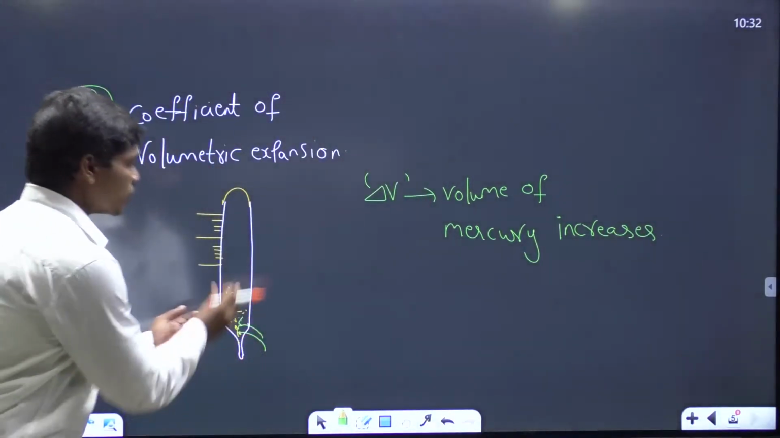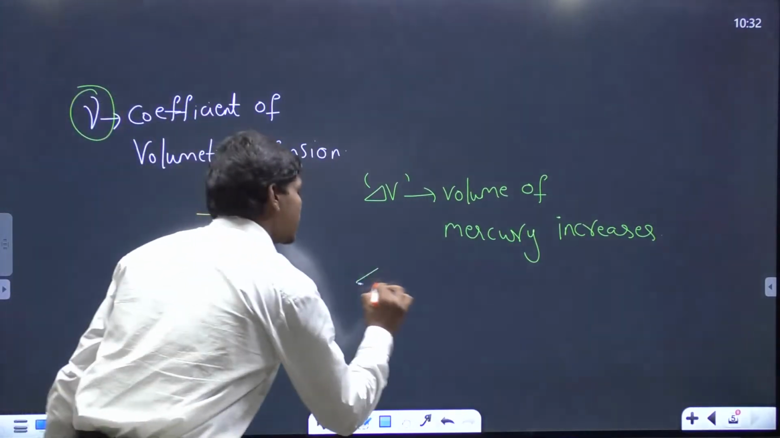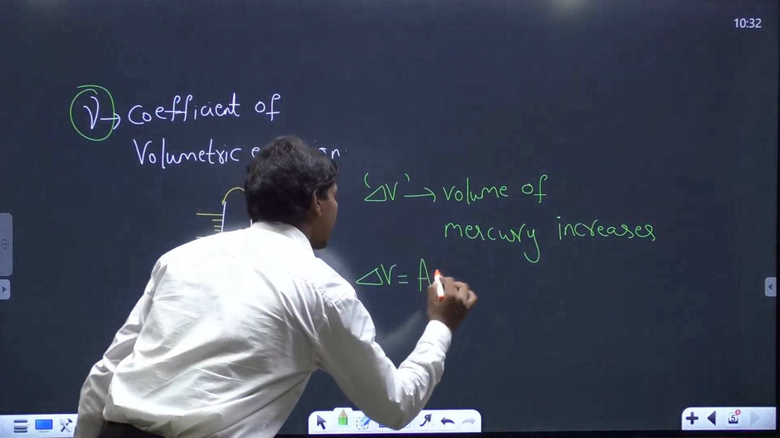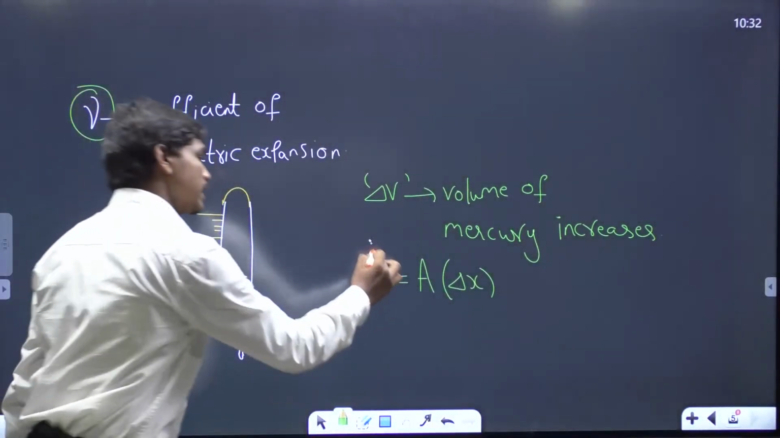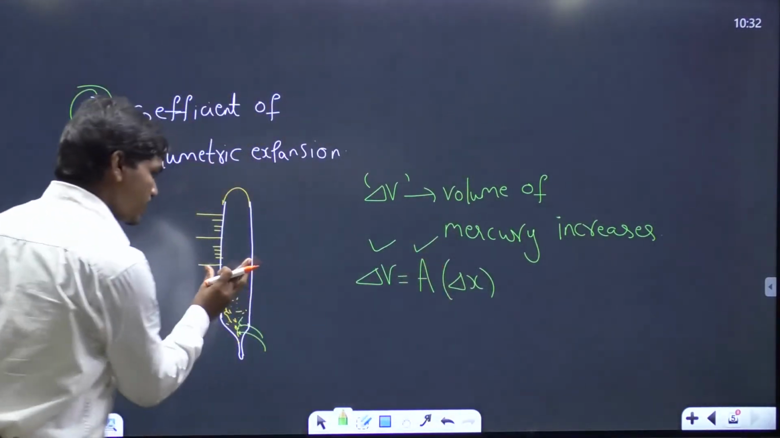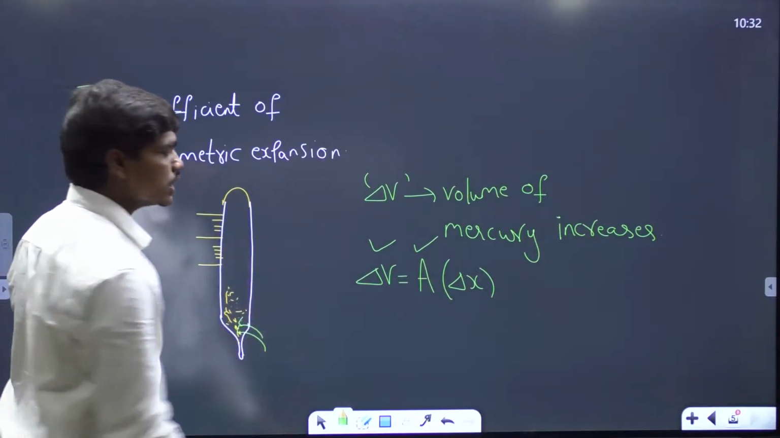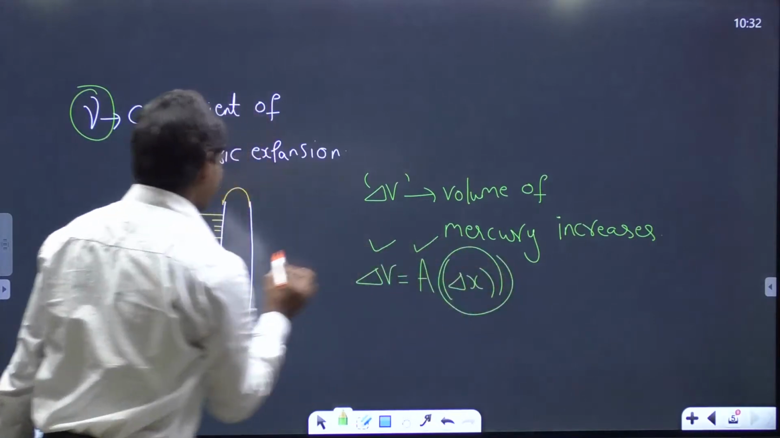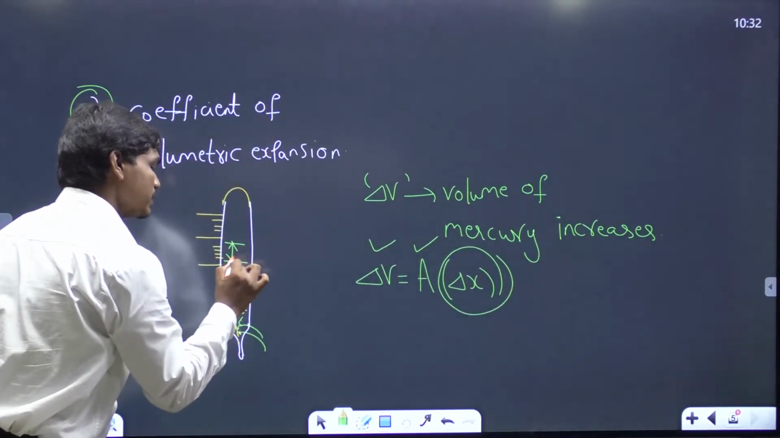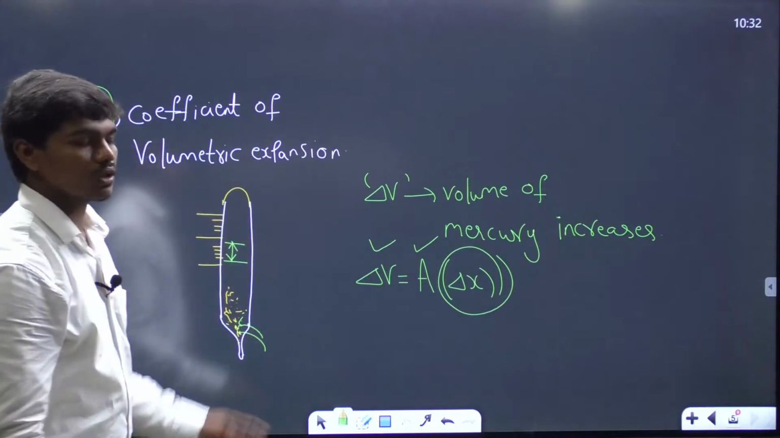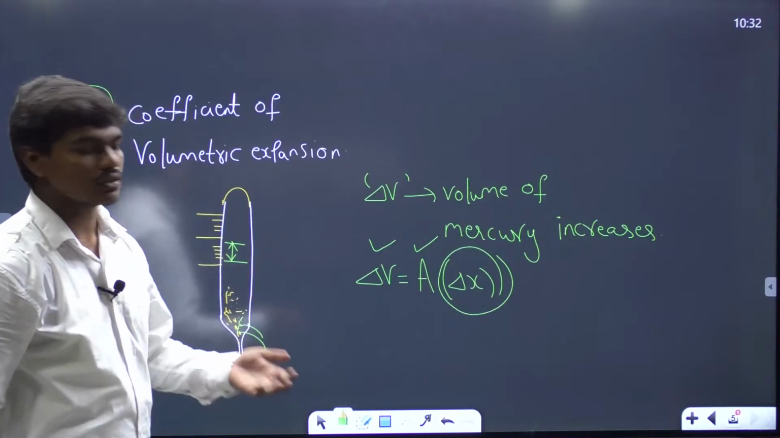Okay, so now you know the diameter of this glass tube. So then you decide this delta V is equal to area into delta X. Correct. So you know this delta V, you know this A, because the diameter of this thermometer is in your interest. Then you know what is the delta X, means what's the level the mercury is rising, so that you can guess what's the increase in the temperature of your body. So they'll classify whether you are getting fever or not.